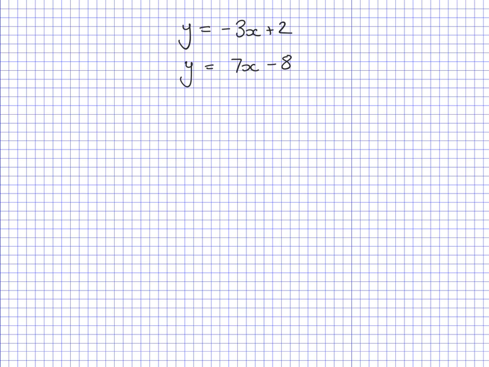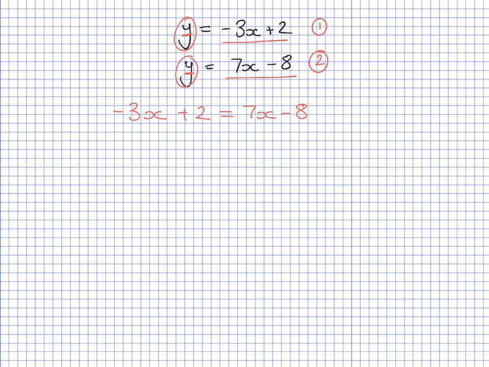Now another example you might come across, or another situation you might come across, is where both equations are already in the form of y equals. So what do you do here? Well, it's actually rather straightforward. If both of them equal y, that must mean that these two sides, the left-hand sides, are already the same, which must mean that the two right-hand sides are also the same. So you can quite simply just write this equals 7x minus 8.